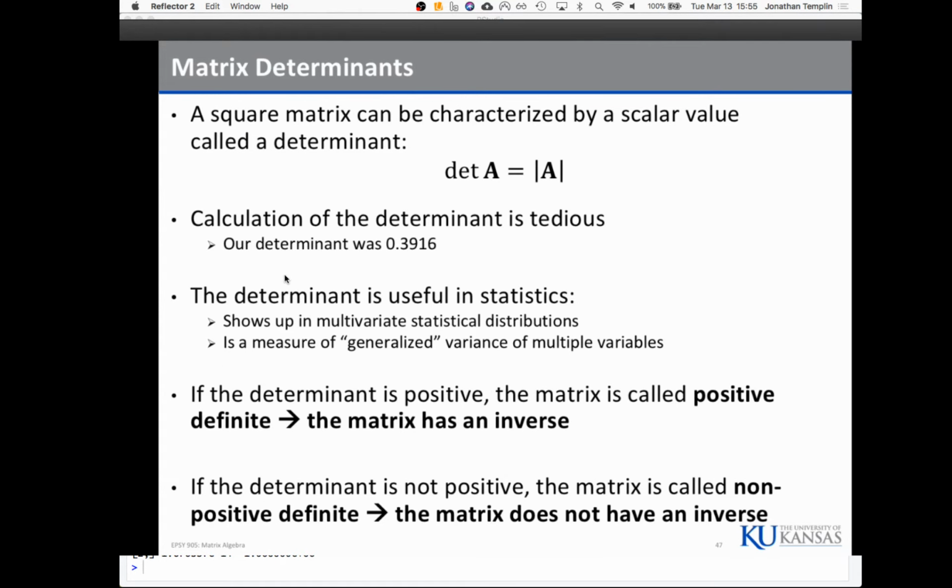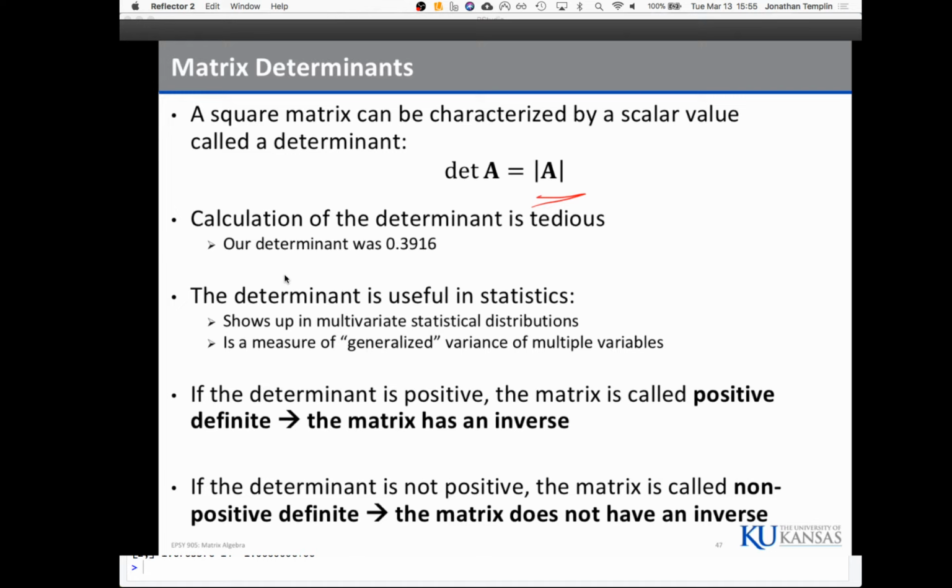There's another part in matrices that we need to talk about, and that's the determinant. The determinant of a matrix looks like the absolute value right here. It's usually just a single bar around the matrix. It is a scalar. It's a numeric value that characterizes something about the matrix itself.